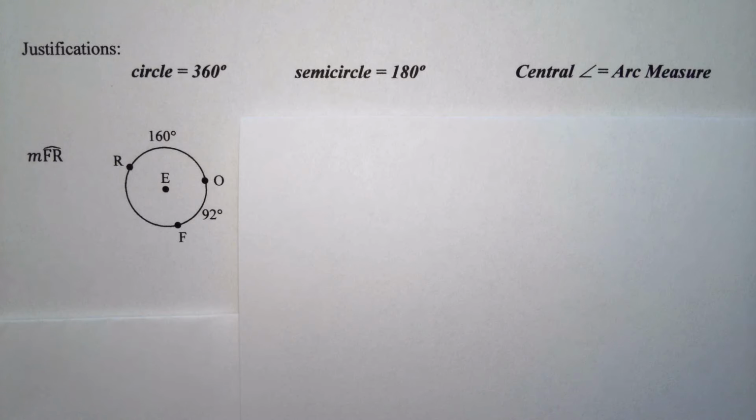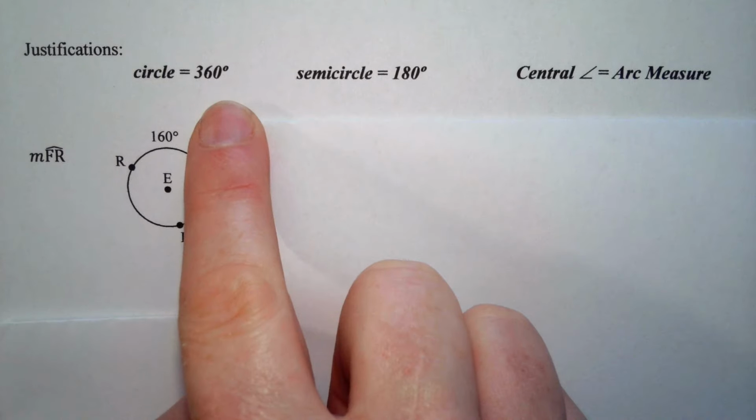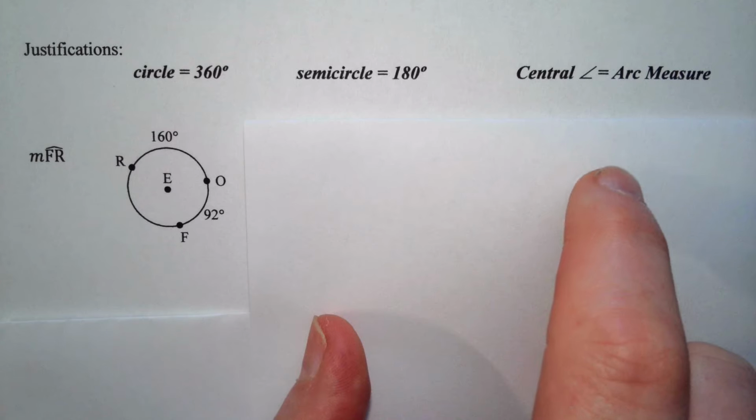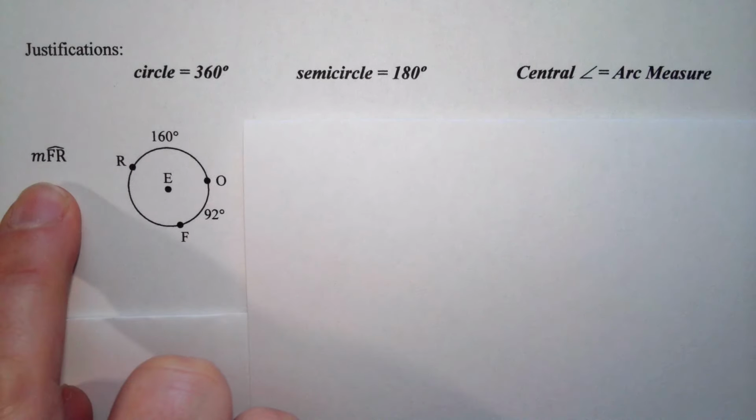These are three justifications you need to know to help you solve for angles and arcs on circles. Circle equals 360 degrees, semicircle equals 180 degrees, and central angle equals arc measure. Suppose you need to find the measure of arc FR.